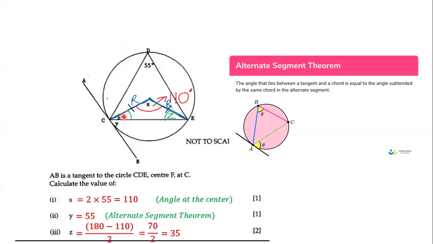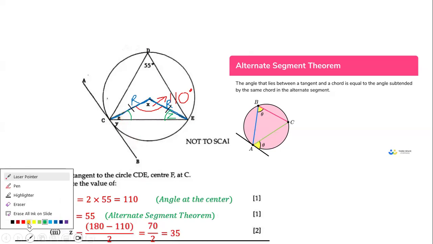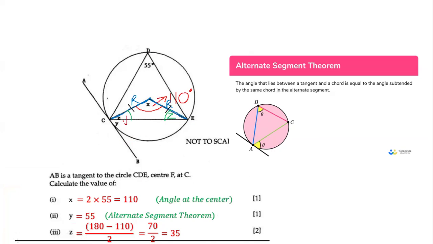So that means that this Z right here is 35 degrees, and this Z right here is also 35 degrees. And that makes sense because if we take 35 plus 35 plus 110, that gives us 180, and angles inside a triangle add up to 180 degrees. And so the size of Z is 35 degrees, because angles in a triangle add up to 180 degrees. And that's our answer to this question.